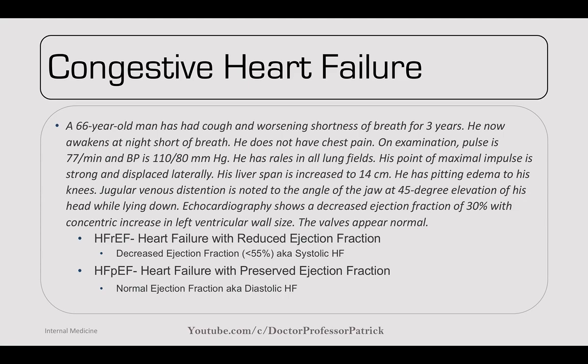On exam, there's a pulse of 76, blood pressure of 110/80, and he has rales in all lung fields. His PMI is displaced laterally, and his liver span is increased to 14 centimeters. So there's pitting edema to the knees. Jugular venous distension is noted to the angle of the jaw. And then echocardiogram shows a decreased ejection fraction of 30%, with concentric increase in left ventricular wall size. The valves appear normal. So we can divide up our heart failures into HFrEF and HFpEF.